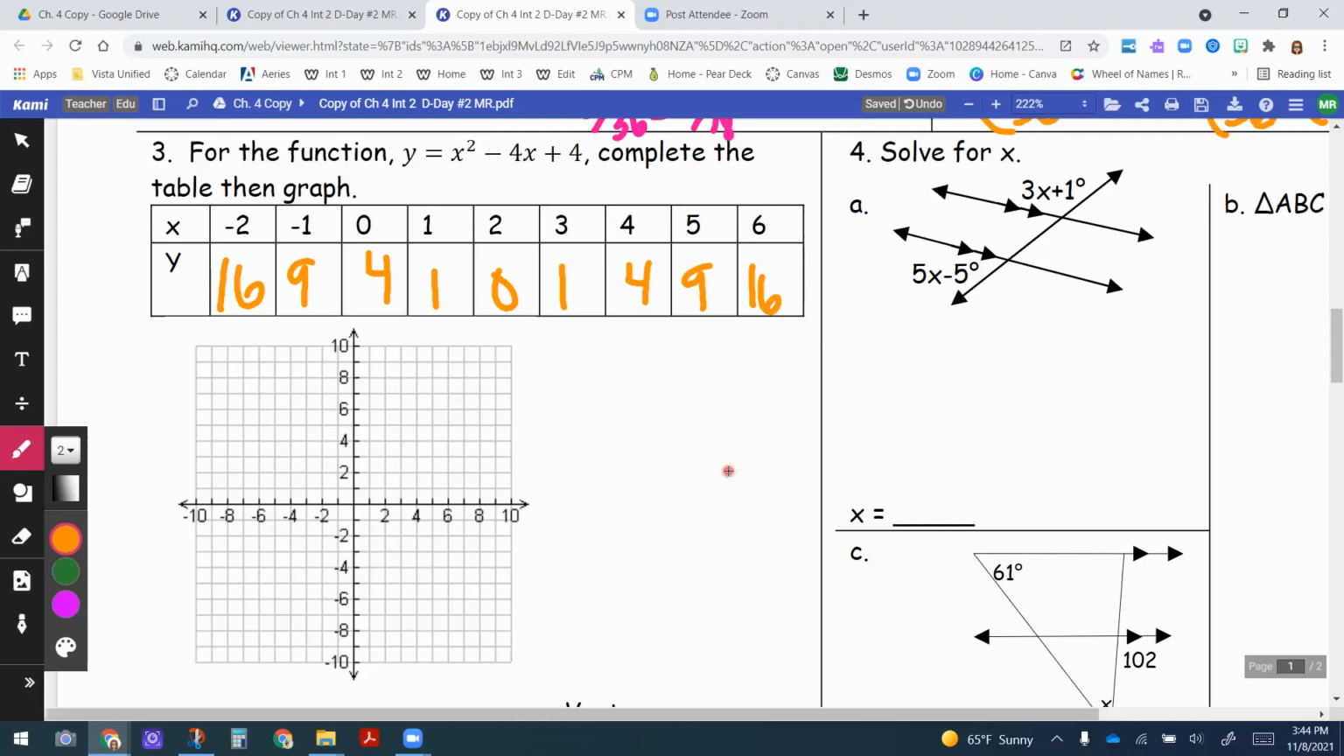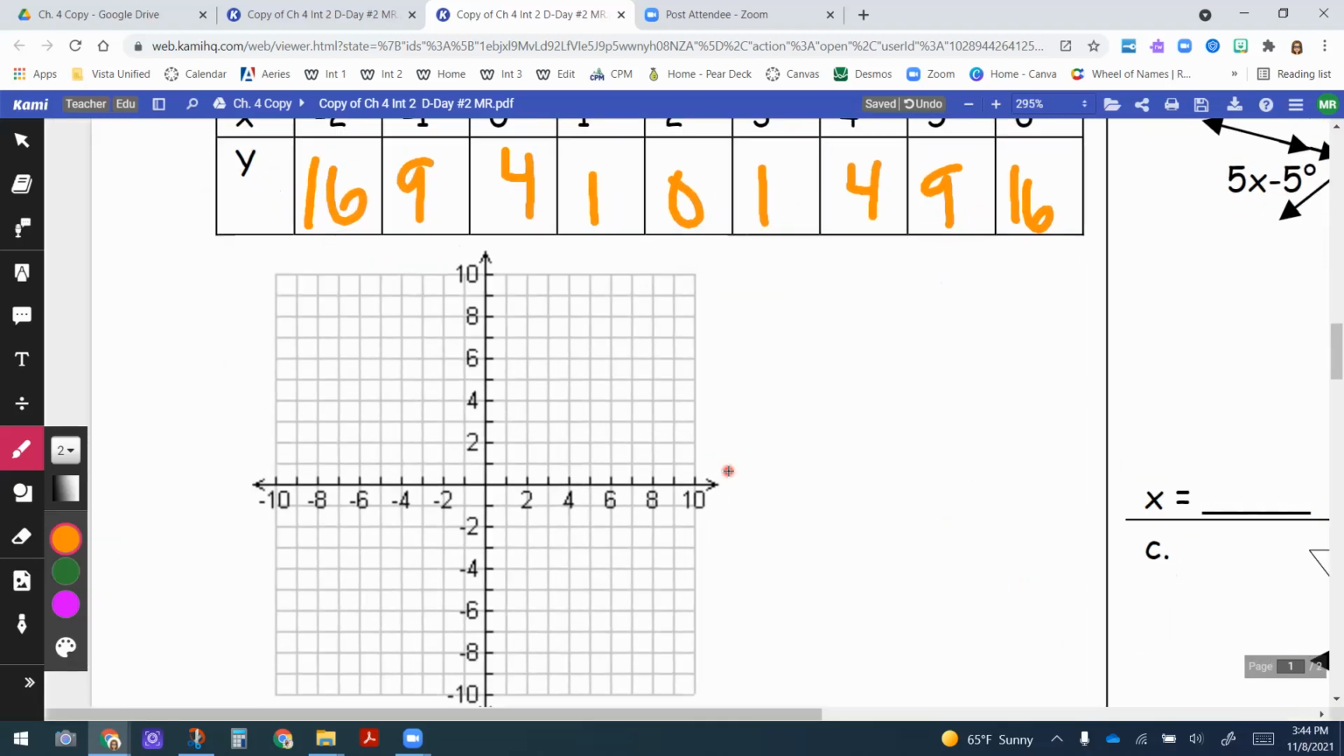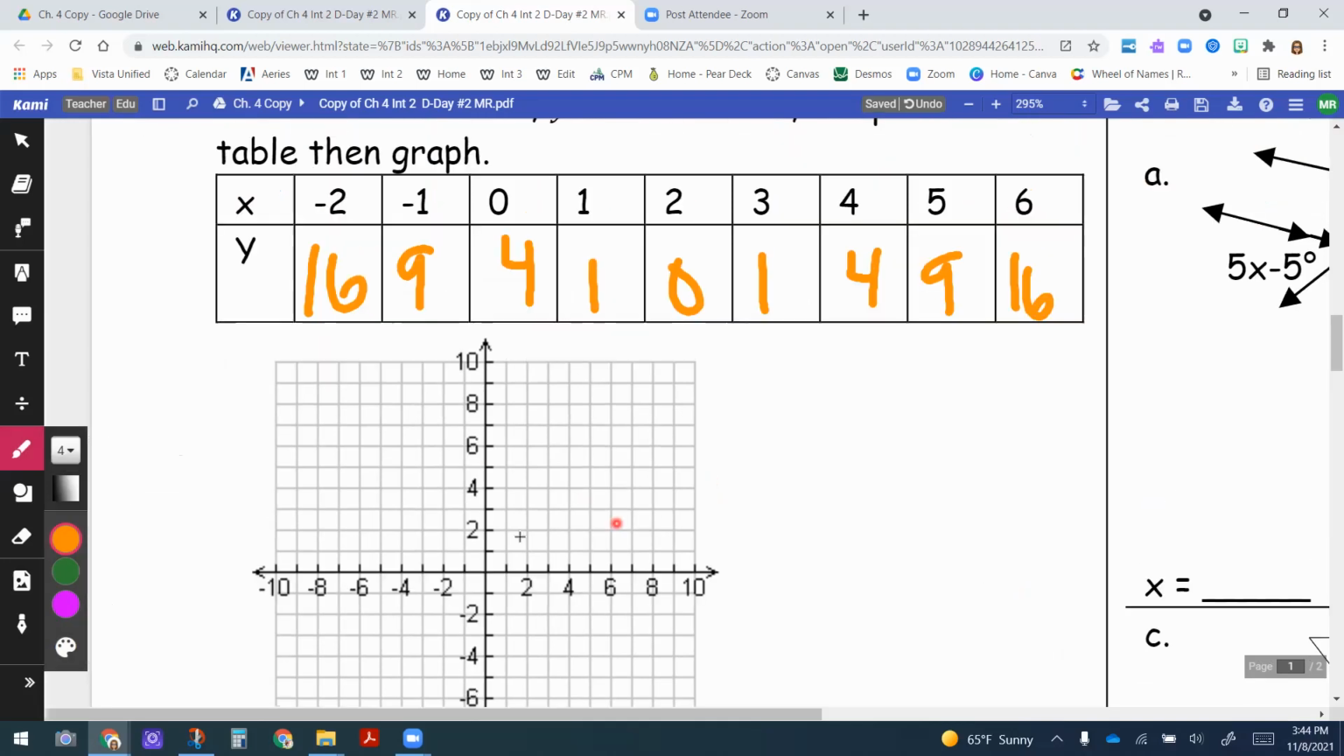Then they want us to graph this. So I'm only going to plot what I can plot. So let's see. -2, it's not going to fit. -1, I'm going to get a 9. 0 is a 4. 1 is a 1. 2 is a 0. 3 is a 1. Then a 4. Then a 9. And I'm going to connect this. Should be a U shape.